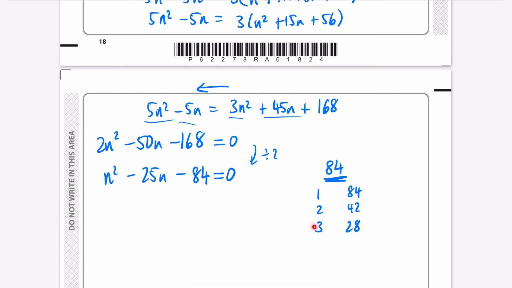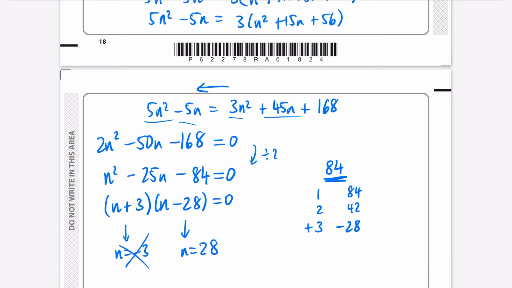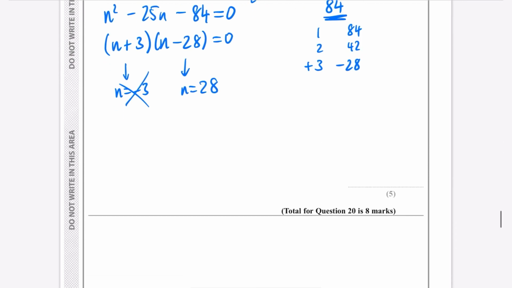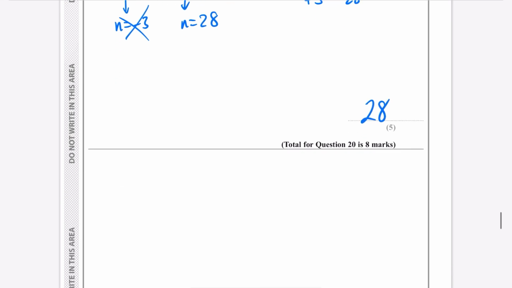If I make one of these positive and one of them negative, I can make it work. If I make this one negative and this one positive, then they will multiply to minus 84, but add to minus 25. So it's going to be an n plus 3 and an n minus 28 to be equal to 0. So either n is minus 3, or n is 28, but it doesn't make sense to have minus 3 reds, so the answer is that there are 28 red sweets.